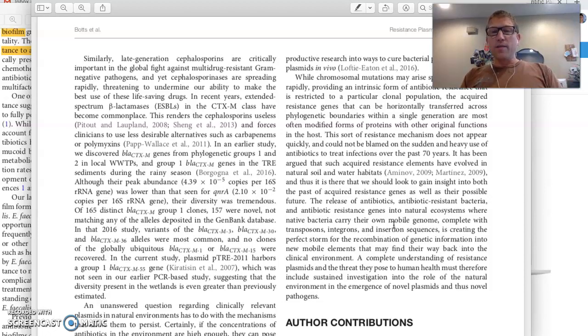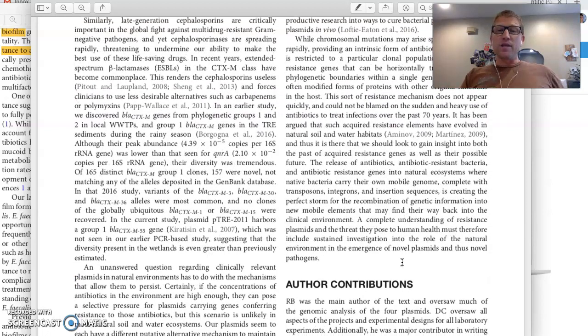So the release of all these elements where native bacteria carry their own mobile genome complete with transposons, integrons, insertion sequences, these are the jumping mobile genes, is creating the perfect storm, getting a little speculative, little poetic license there, for the recombination of genetic information into new mobile elements that may find their way back in the clinical environment. A complete understanding of resistance plasmids and the threat they pose to human health must therefore include sustained investigation into the role of the natural environment in the emergence of novel plasmids and thus novel pathogens. Big picture, novel plasmids, novel pathogens.